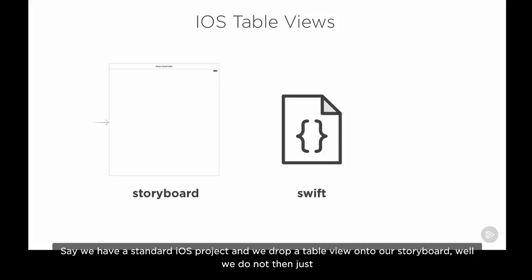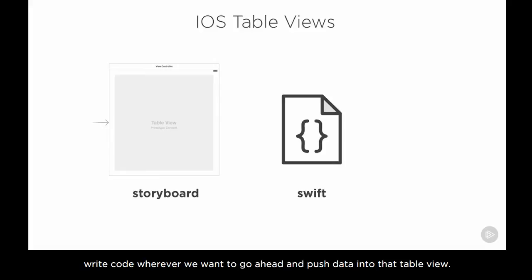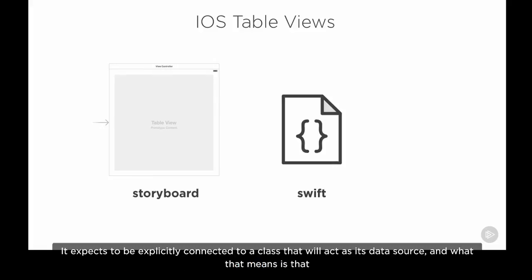Say we have a standard iOS project and we drop a table view onto our storyboard. Well, we do not then just write code wherever we want to go ahead and push data into that table view. That's not the way this works. Instead, a table view object itself expects to be in charge. It expects to be explicitly connected to a class that will act as its data source.